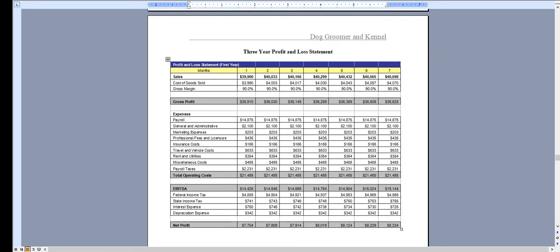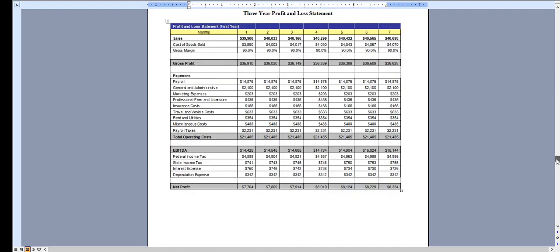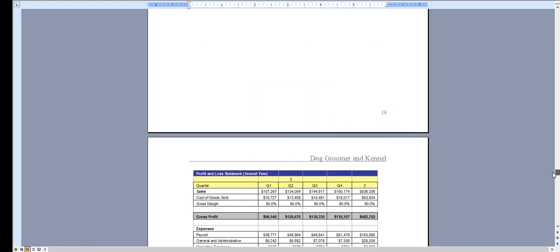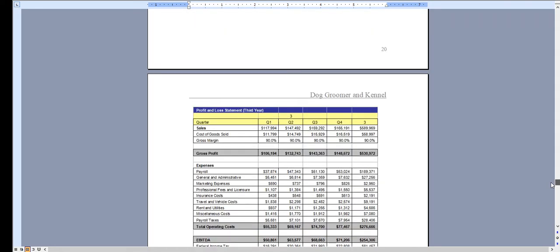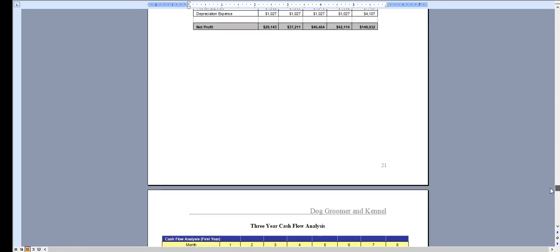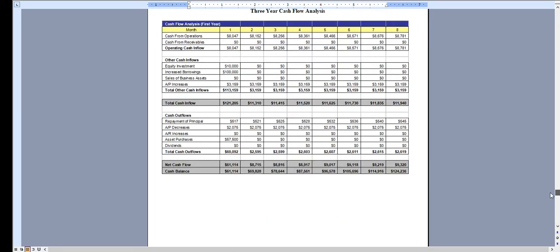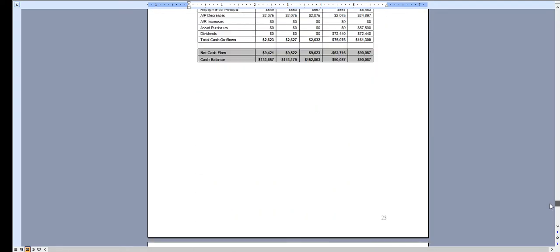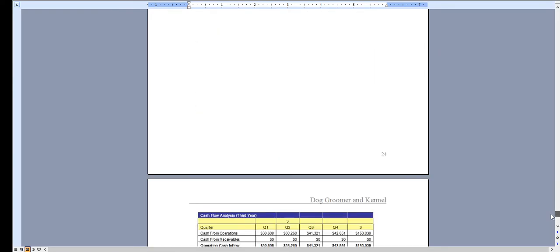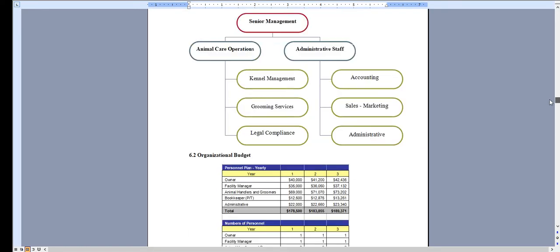And then in year one, we break the profit and loss down monthly, quarterly for year two, and quarterly for year three. And the same with the cash flow analysis, done monthly for the first year, and then quarterly for year two, and quarterly for year three. Let me just scroll back up.